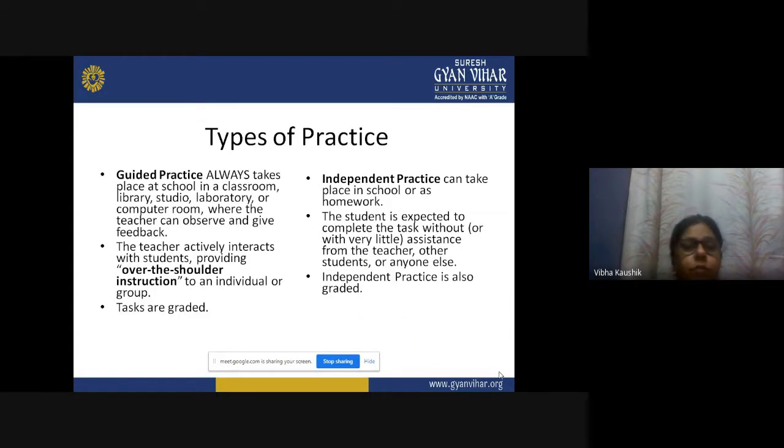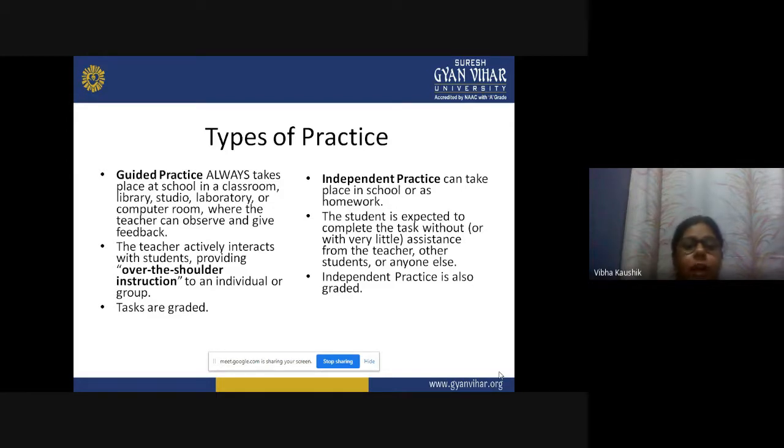Now, types of practice. Guided practice always takes place at school in a classroom. Now, guided practice will be given at school, in a classroom, in the library, studio, laboratory, or computer room. It can be done anywhere where the teacher can observe and give feedback. That is important. It can be any place where the behavior of the learner can be observed by the teacher. And the teacher has to give feedback on the basis of the observations he has made.